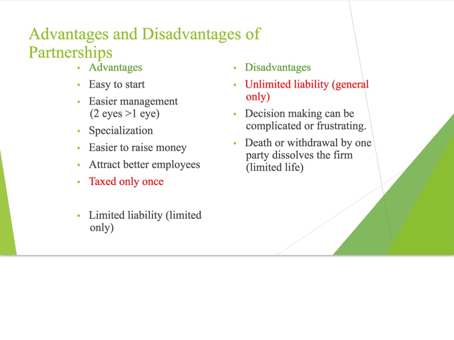Now, partnerships act the same way as a proprietorship, other than there's more than one person. So in terms of what's different, it's easier to manage because there are two or more owners in a partnership. It's easier to raise money. You're still taxed only once. The disadvantages include unlimited liability for a general partnership, and decision-making can become more complicated or frustrating as you have more than one boss trying to decide the future of the company.